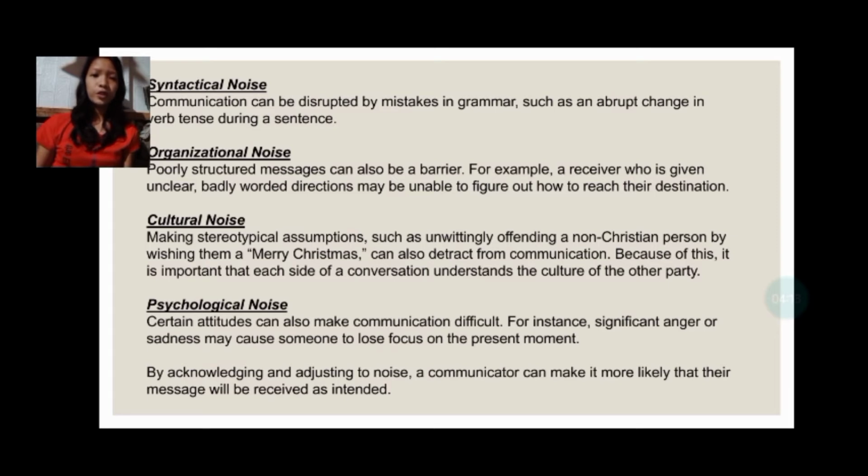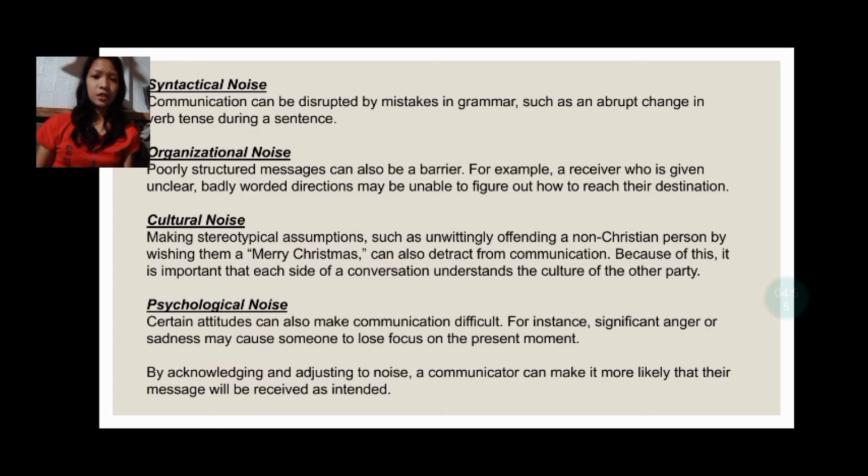Organizational noise. Poorly structured messages can also be a barrier. For example, a receiver who is given unclear, badly worded directions may be unable to figure out how to reach their destination. Cultural noise. Making stereotypical assumptions, such as unwittingly offending a non-Christian person by wishing them a Merry Christmas, can also detract from communication. Because of this, it is important that each side of a conversation understands the culture of the other party.